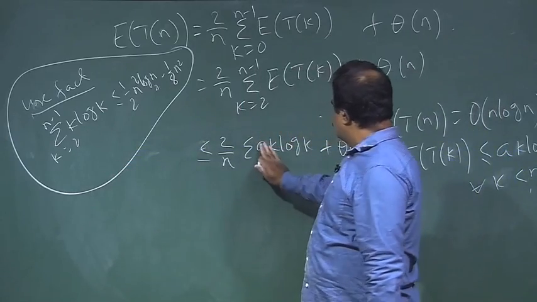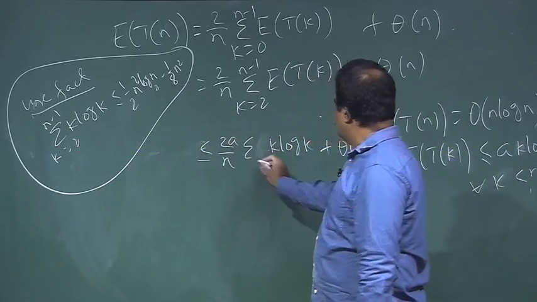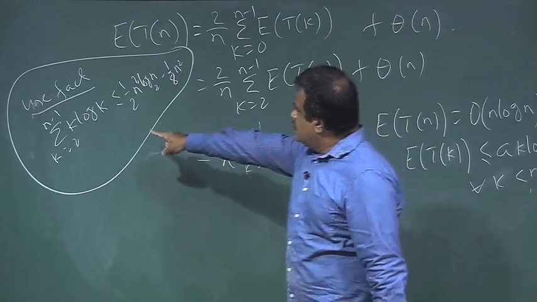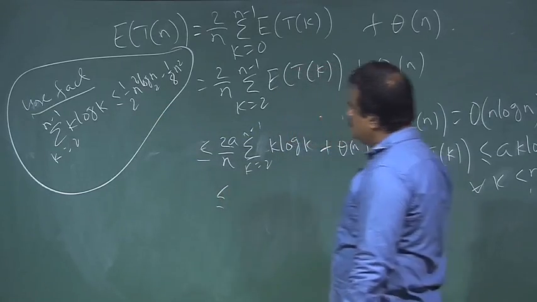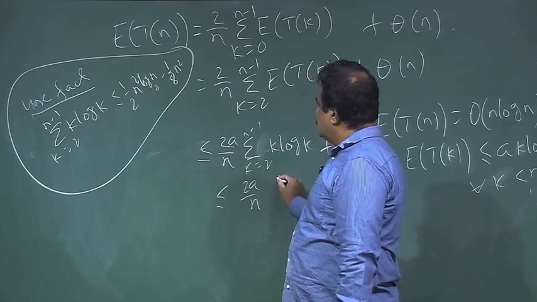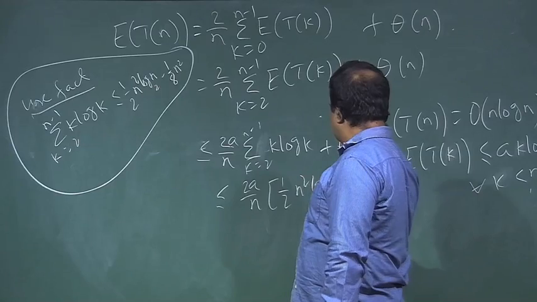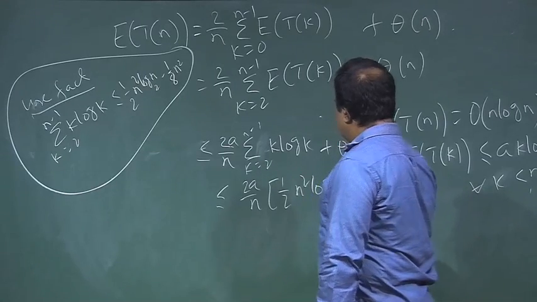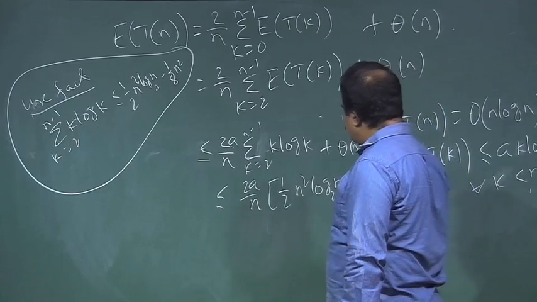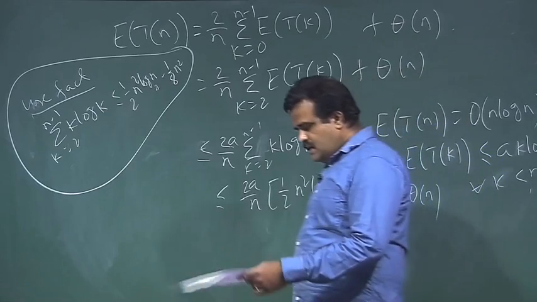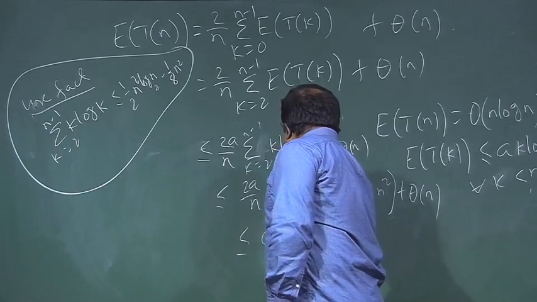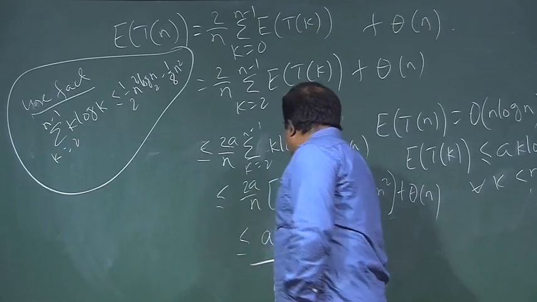If you take this a out, a will be here. So this is the summation of k log k, with k from 2 to n minus 1. This is less than or equal to, and this we can also prove by induction, 2 by a n times half n square log n base 2 minus 1 by 8 n square, plus theta of n. Now we can choose this a such that this will be less than or equal to a n log n.